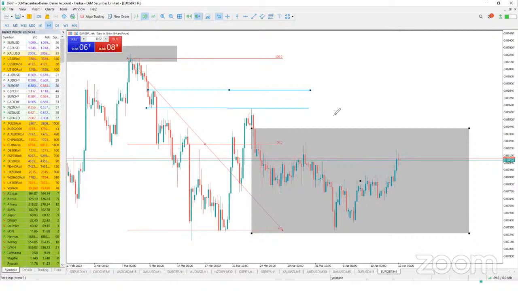Let me just draw. So here we had a move to the upside, right? Push to the downside. Then this level here was broken to the upside. And then we have this strong move to the downside, right? So this is more of a breaker block, and the price pulled back to this area here. So you might want to consider this level here, or this candlestick.